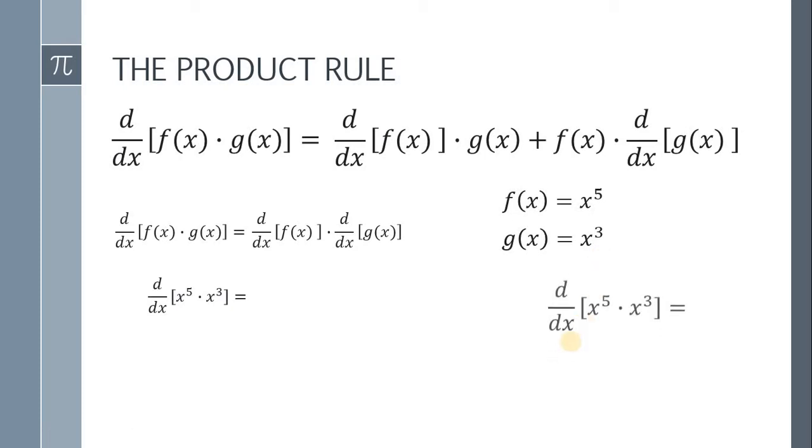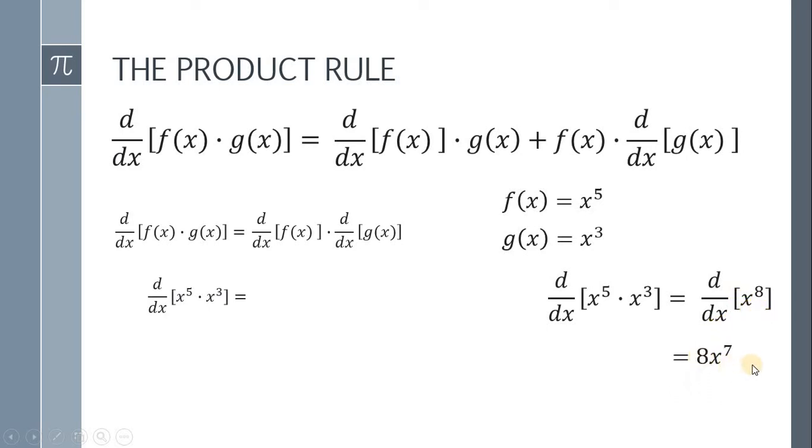So we have the derivative of x raised to 5 times x raised to 3 with respect to x is equivalent to the derivative of x raised to 8. Okay, we have 5 plus 3. Now, what is the derivative of x raised to 8? So this is simply 8x raised to 7 using our power rule.